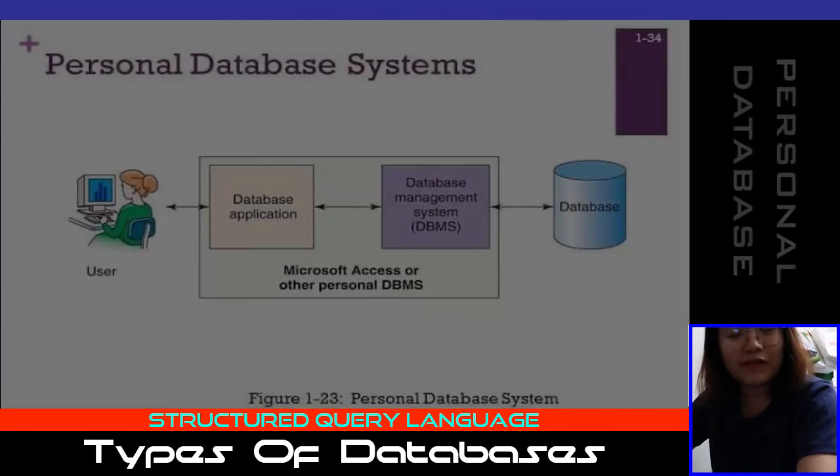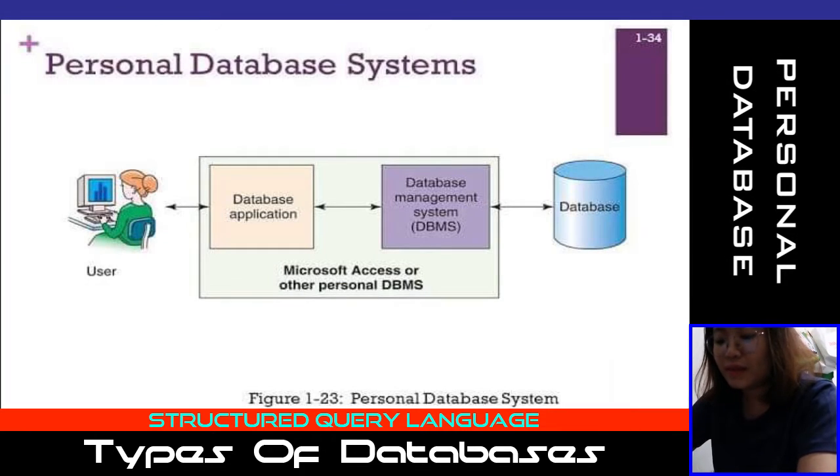The next type of database is the personal database. In this database, data is collected and stored on a personal computer, which is small and easily manageable. The data is generally used by the same department of an organization and is accessed by a small group of people. So it is a single user to a single database.